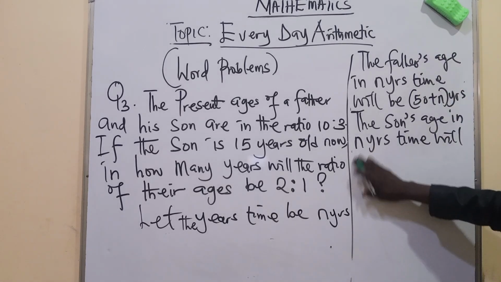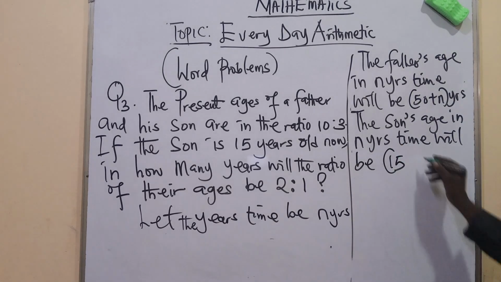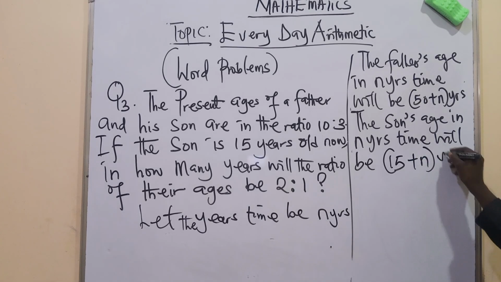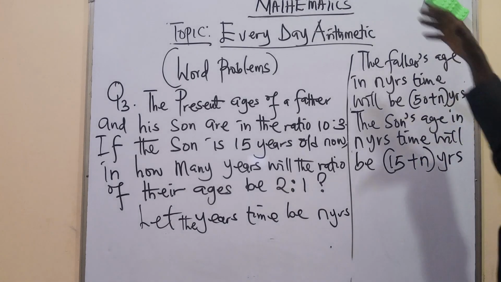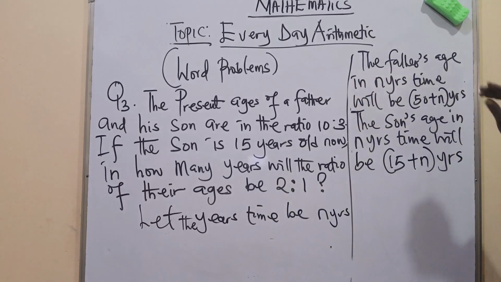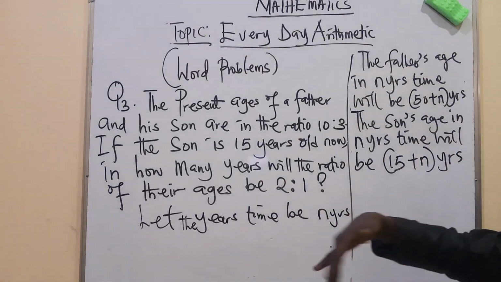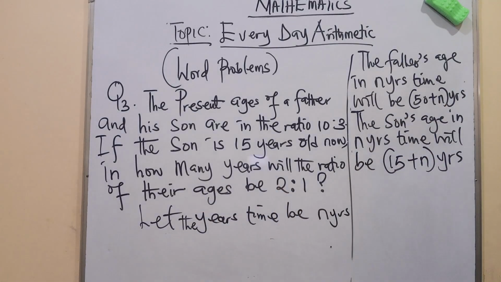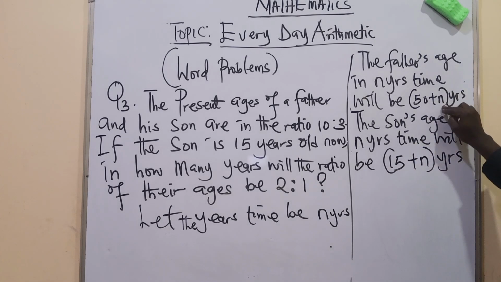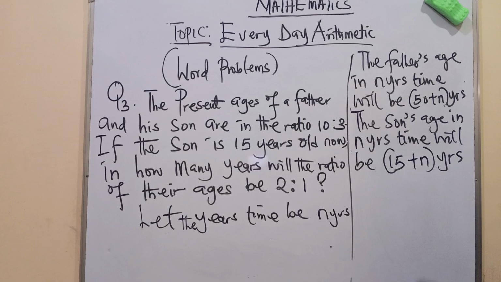That will be 15, which is the present age now, plus n years time. So the father's age in n years time will be 50 plus n, then the son's age will be 15 plus n. But we are told that in how many years will the ratio of their ages be 2 is to 1? So in n years time, the father's age will be 50 plus n. In n years time, the son's age will be 15 plus n.